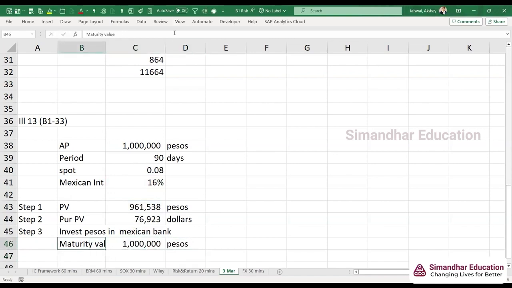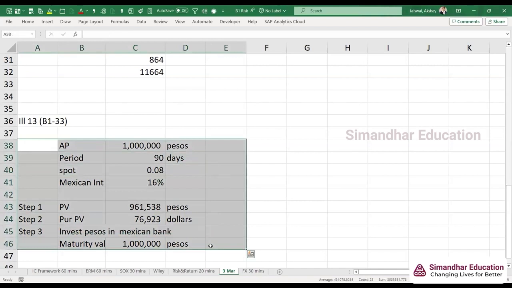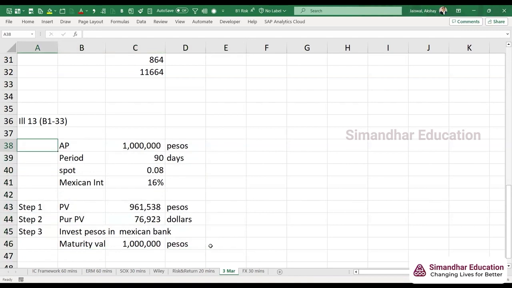Now what we are doing basically here is, we are right now spending $76K and we are removing our Forex risk, right? Any doubts on this, guys? This is the money market instrument. It is a little bit complicated, but I hope you got it clear. Anyone has any doubts? Stepwise we have done, that's why.